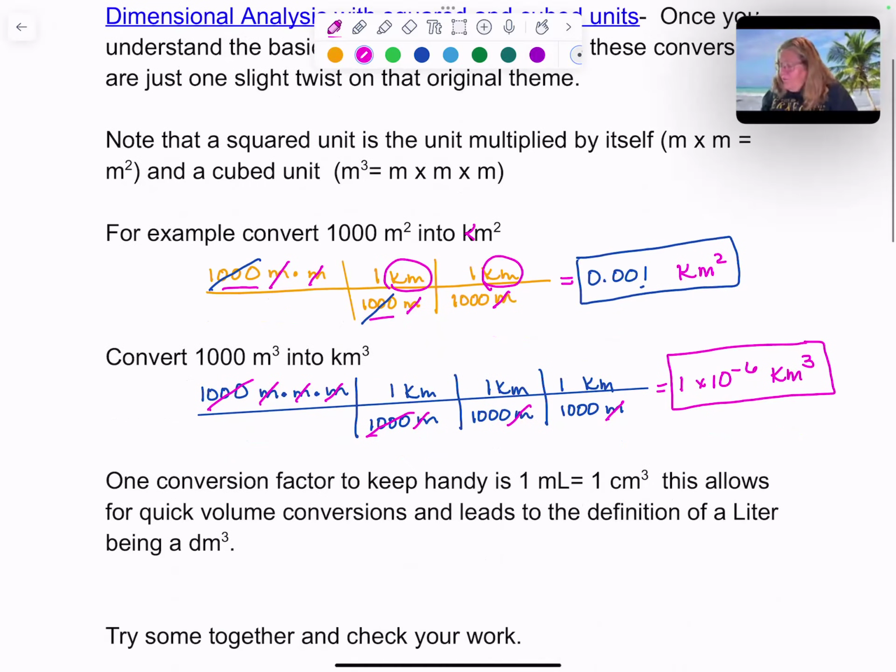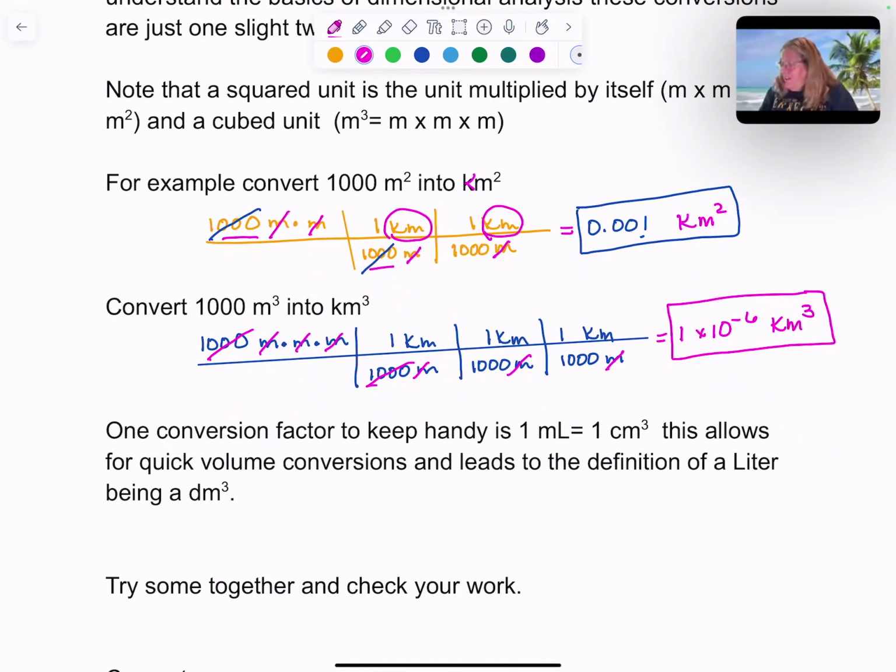One conversion factor to keep handy is that 1 milliliter equals 1 cubic centimeter. This allows for quick volume to volume conversions and leads to the definition of a liter being a cubic decimeter. So this is a conversion factor that I almost suggest you memorize just because it's going to make your life so much easier later on. So that's one of those few things I do ask students to memorize, at least when I was teaching.